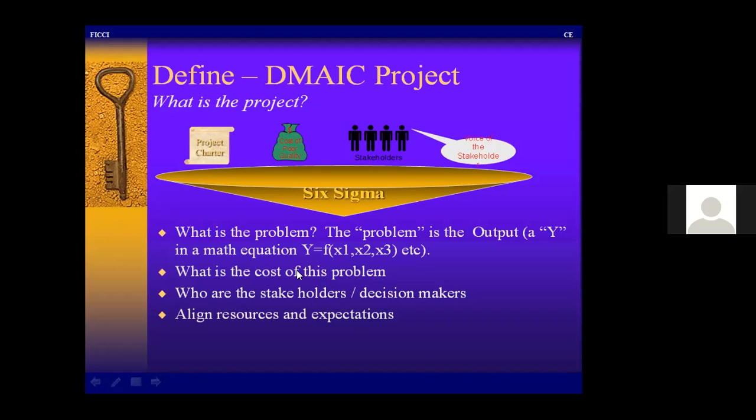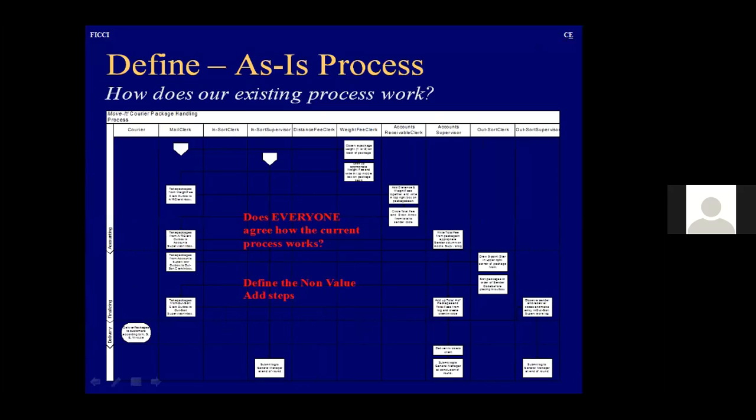What is the problem? What is the cost of the problem? Who are the stakeholders? Who are the affected persons? Who are making decisions in the problem, affected by this problem? And then what expectations are there? What resources are being aligned? All these processes are part of this define phase. This is just a very good example of how the process works.